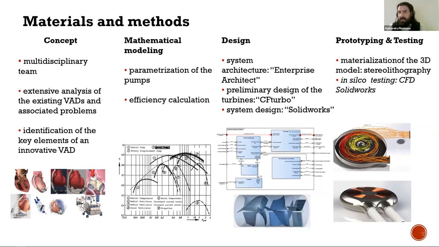The concept of the device was created using the CSML modeling language in Enterprise Architect software, taking into consideration the needs of all actors involved in mechanical circulatory support: patients, healthcare providers, and manufacturers. Mathematical modeling was used to calculate the pump characteristics to deliver 5 liters per minute at a differential pressure of 100 millimeters mercury under the size constraints imposed by minimally invasive implantation of the device in a subcutaneous pocket. The conceptual design of the pump was created using turbomachinery design software, CFturbo, and the detailed design of the left ventricular assist device, the implant part, was further refined using SolidWorks software.